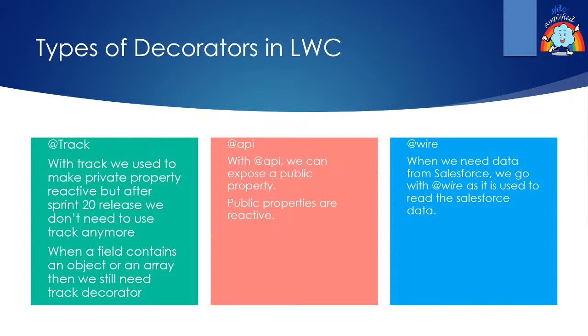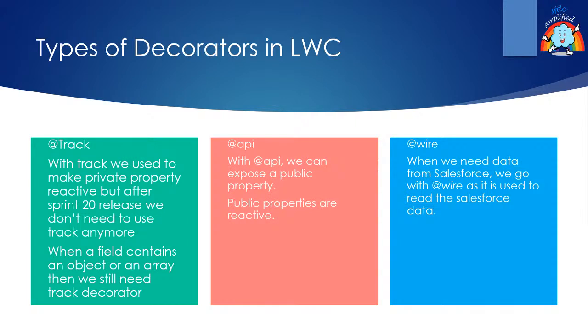So just a basic understanding about the three decorators. About track, it's very important to know that with track we used to make a private property reactive, but after the Spring '20 release we don't need to use it anymore. It was creating a lot of confusion about when to use it and when not to. Because of that, they removed the at-the-rate track decorator for making it reactive. What is reactive? If a field value changes and the field is used in the template, then the component re-renders and displays the new value.